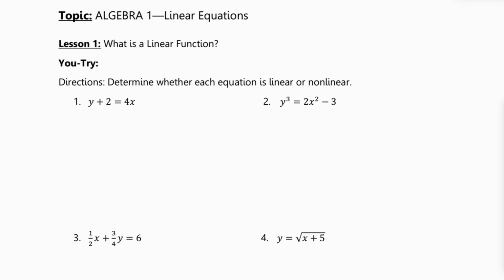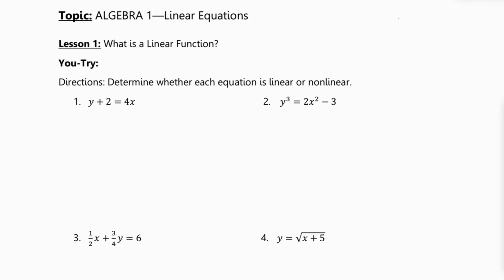I am going to break down the U-try for lesson 1, what is a linear function, in our linear equations topic. So if you need some extra guidance with these 6 problems, please watch this video to hopefully help straighten things out for you. Just a little recap, when we're talking about whether or not an equation is linear, we're looking for certain things. We don't have to graph every equation to determine whether or not it is linear. We can just look at the equation and look for certain characteristics or things that we don't want to see.